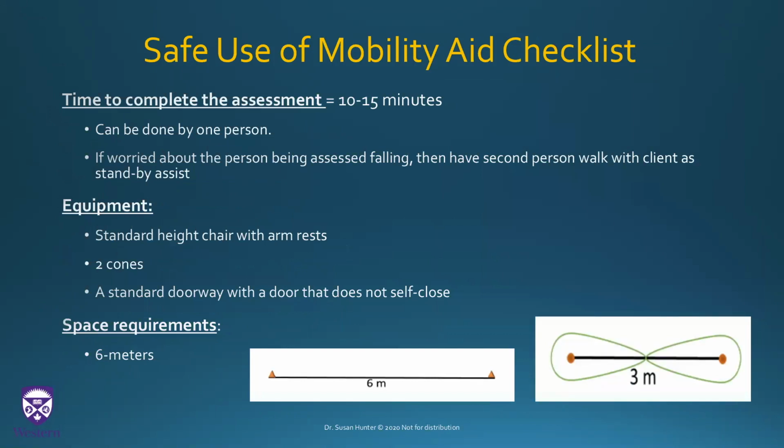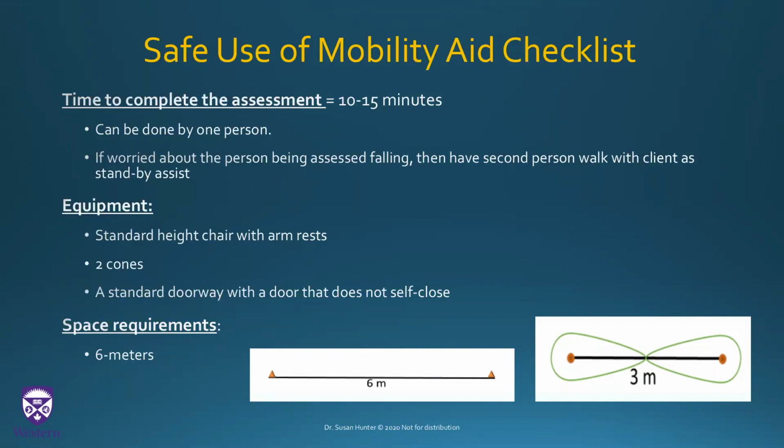In terms of what is actually required in the execution of this assessment, time to complete the assessment is 10 to 15 minutes. The more you use it, the quicker you're able to go through it. It can be done by one person, but if you are worried about safety for the person you are assessing, that you think they might be at risk for a fall, then have a second person as a standby assist.